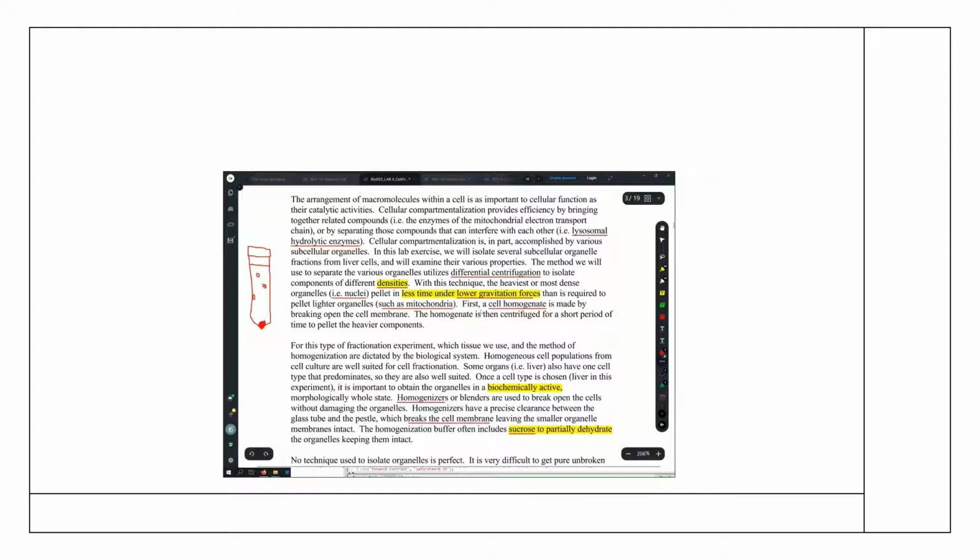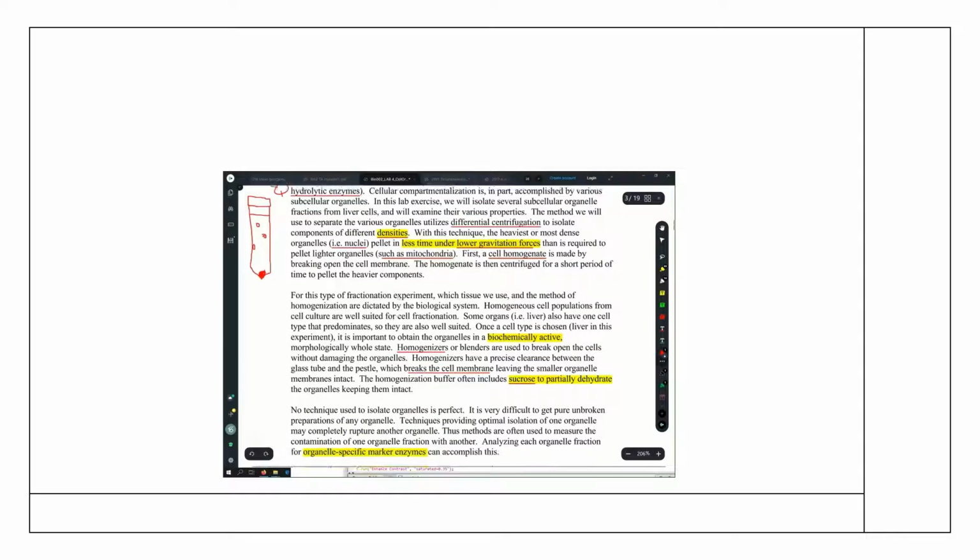So first, a cell homogenate is made by breaking open the cell membrane. The homogenate is then centrifuged for a short period of time to pellet the heavier components. So remember that we started off with a little piece of liver, and then I went ahead and chopped it up for you, and then I gave it to you, and you went ahead and put it in a homogenizer, and then you squeezed it with a pestle to break apart. We had cells here, so you went ahead and broke apart the membrane in this manner. Okay?